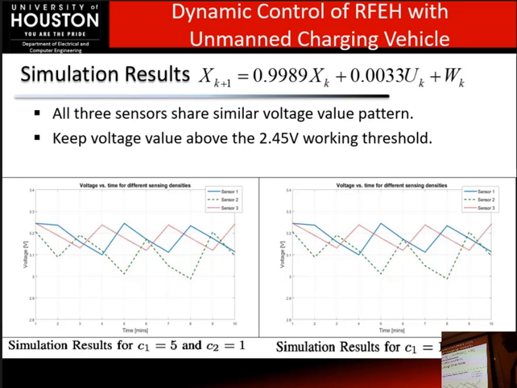So I also compared this solution with a naive solution where we just select the one that has the lowest voltage value.